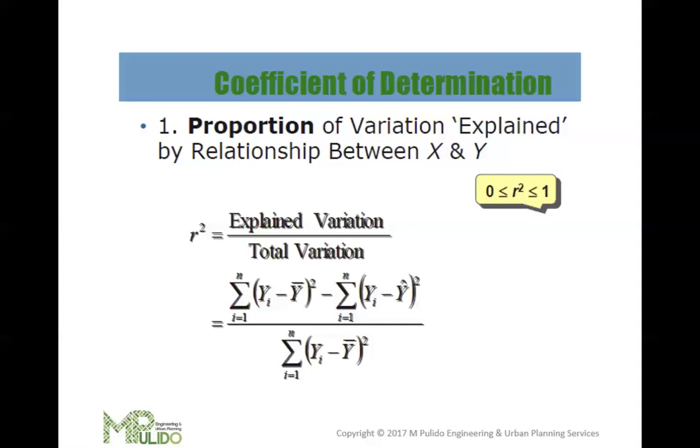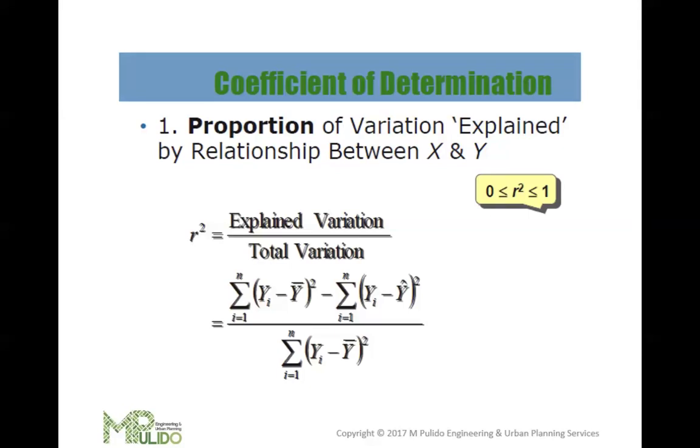It ranges from 0 to 1. So R square equals 0. What do we mean by that? It indicates that the model does not explain any of the variability of the dependent variable. But when R square equals 1, it indicates that the model explains all the variability of the dependent variable. So we have the formula: R square equals explained variation over total variation, in terms of sum of squares.